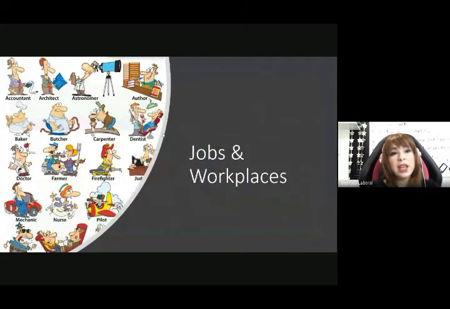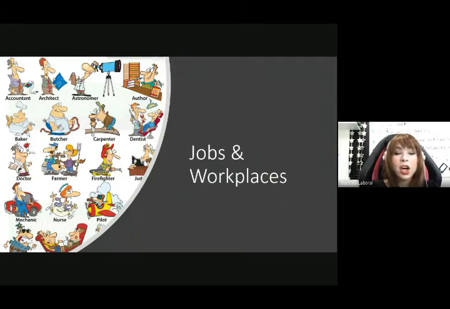Okay, let's check here a fast review of using a or an. For example, with the word accountant, an accountant. I want to be an accountant. I want to be an architect. I want to be an astronomer. I want to be an author.